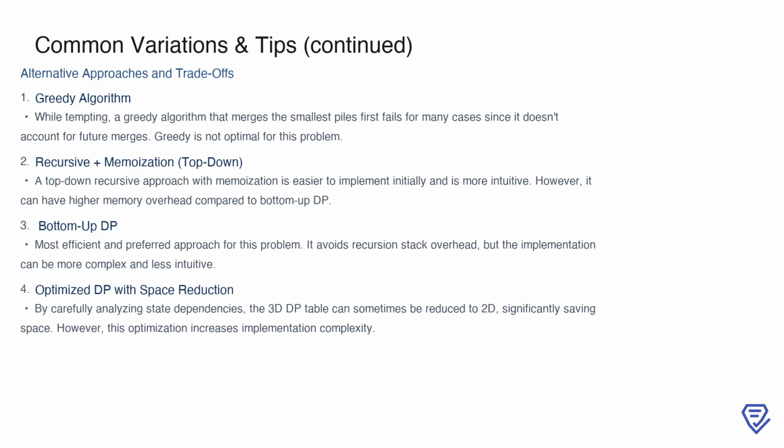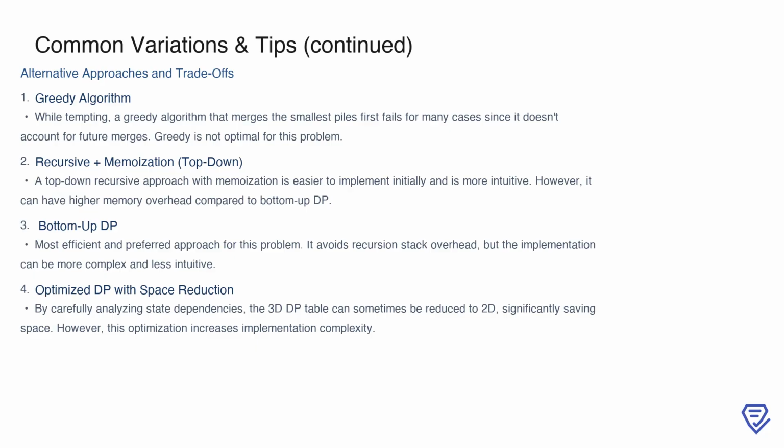Looking at alternative approaches, a greedy algorithm might seem appealing at first glance, where smaller piles are merged first to minimize costs. However, this approach fails for many cases because it doesn't account for the implications of future merges. Greedy methods are not optimal for this problem. Another option is using recursion with memoization in a top-down approach. This can be more intuitive to implement, especially when mapping out the transitions step by step. However, it may come with a higher memory overhead due to the recursion stack and memoization table.